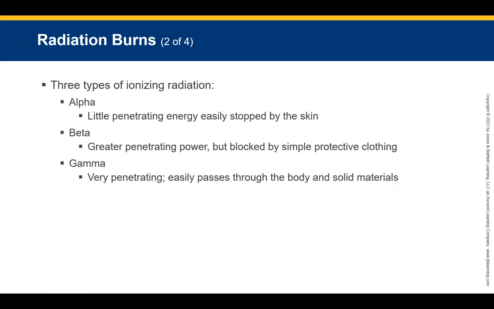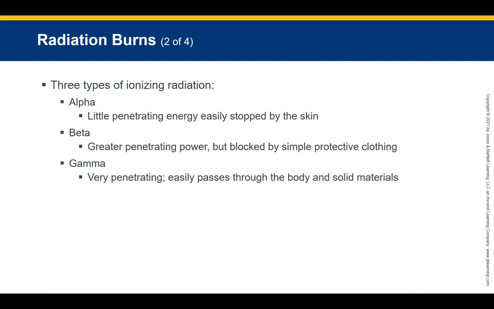There are three types. I would know this with my knock: alpha, beta, and gamma. Alpha has little penetration and is easily stopped by the skin. Beta particles have greater penetration power and can travel much further in the air than the alpha particles. They can penetrate the skin, but can be blocked by some protective clothing that is designed for this purpose. The threat for gamma radiation is directly proportional to its wavelength. It is very penetrating and easily passes through the body and solid materials.